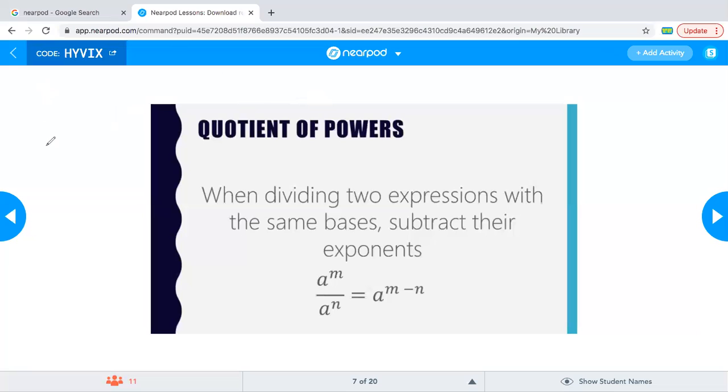Okay? So if I had x to the power of 4 over x to the power of 2, what should I get? X to the power of 2, right? Because 4 minus 2 is 2. So that would be x to the power of 2, or x squared.